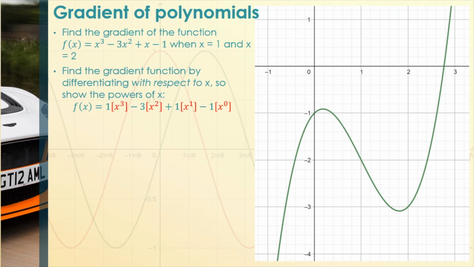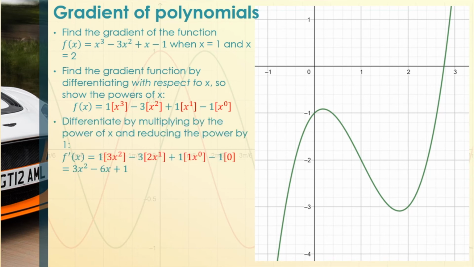So f of x is 1 times x cubed minus 3 times x squared plus 1 times x to the power of 1 minus 1 times x to the power of 0. Differentiating by multiplying by the power of x and reducing the power by 1. So for each term we now have f dash of x is equal to 1 times 3x squared minus 3 times 2x to the power of 1 plus 1 times 1x to the power of 0 minus 1 times 0. Simplifying this will give us 3x squared minus 6x plus 1.